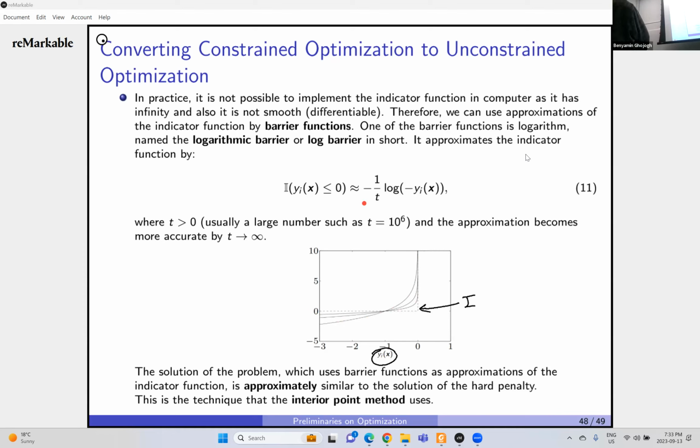This function is formulated as minus 1 over t logarithm of minus yi of x. Right? And t is a hyperparameter. t is greater than 0, usually a large number, such as 10 to the power of 6, as much as the computer allows. Then, of course, the approximation becomes more accurate when t goes to infinity.